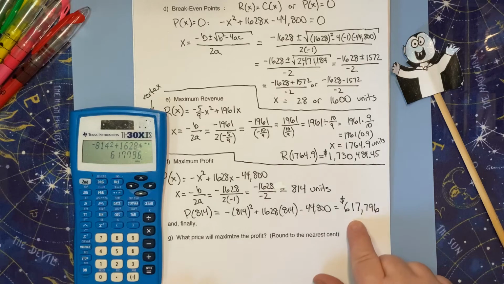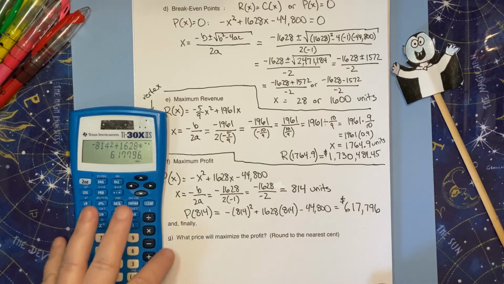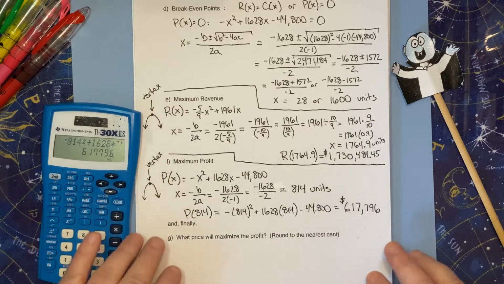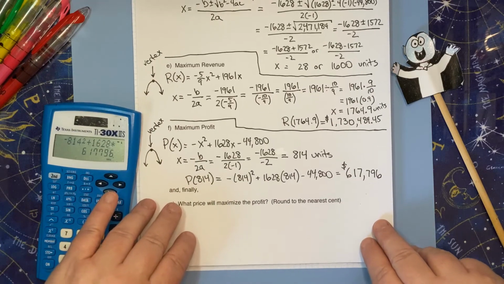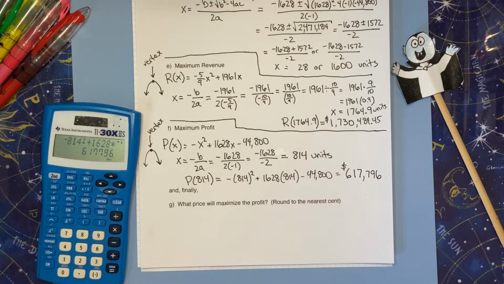So the company could take this money, invest it, save it. There are a lot of things the company can do. This is the extra money it gets. Okay, so the last one, and this one always really annoys people. What price will maximize the profit? And everyone's like, oh, why do I have to do this?